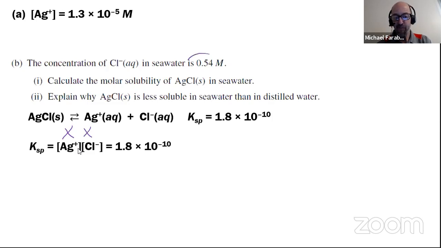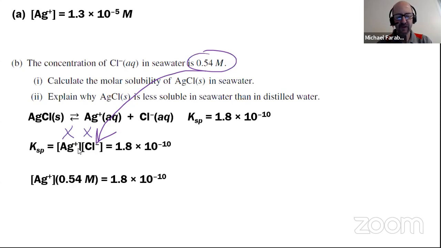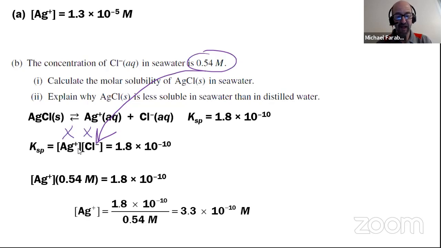We're going to go ahead and take the 0.54 that we are given in this problem, and that is going to be our concentration of chloride that is already present. So when we plug in 0.54 and we solve for silver, we're going to get a much lower concentration of silver than we did in part A. And sure enough, if we do this math, we get 3.3 times 10 to the minus 10.